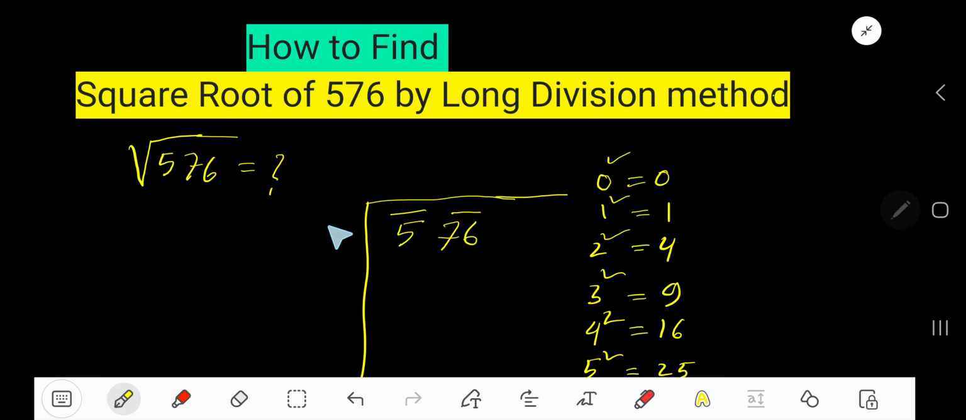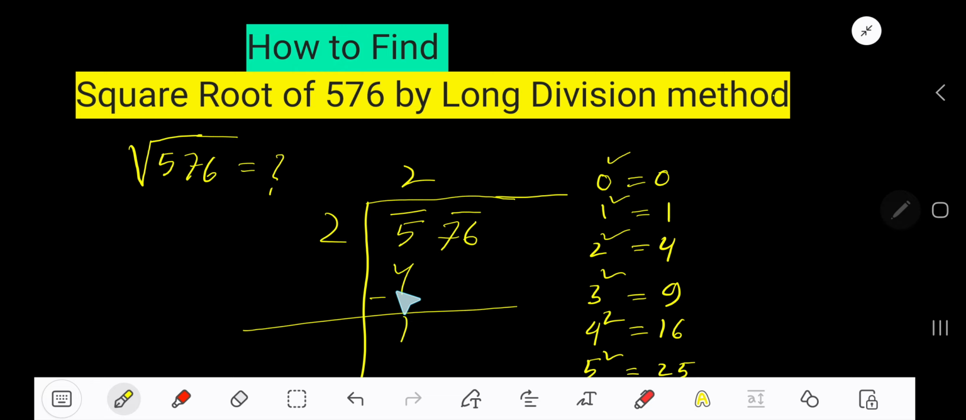If you place 3 here, then 3 squared will be 9, which is greater than 5, so it is not acceptable. If you place 2 here, then 2 squared equals 4, which is near to 5. So if you place 2 here, this 2 must come to the quotient also. 2 times 2, 4.